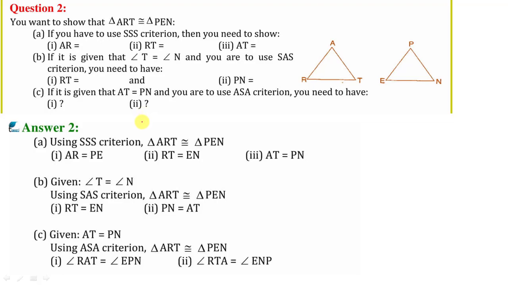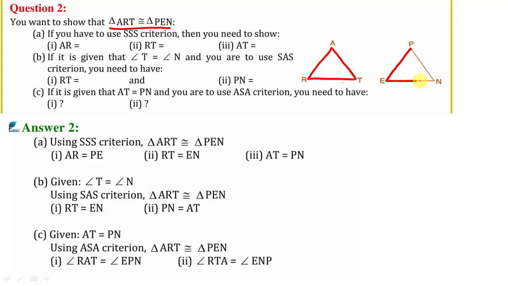Good morning, students. Now we are starting with question number 2 of exercise 7.2. You want to show triangle ART is congruent to triangle PEN. So this is your triangle ART, and the second triangle given is triangle PEN.